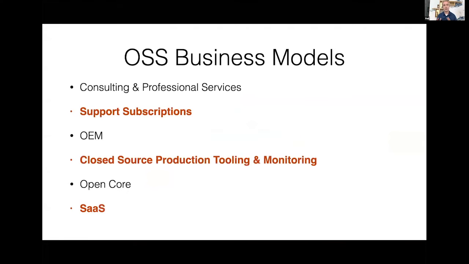And in that talk, I laid out different open source business models. So these are the business models that I came to that open source vendors would traditionally use. Consulting professional services, support subscriptions, OEM, closed source production tooling and monitoring, open core, where you ship a proprietary forked version of the open source, and then finally software as a service.